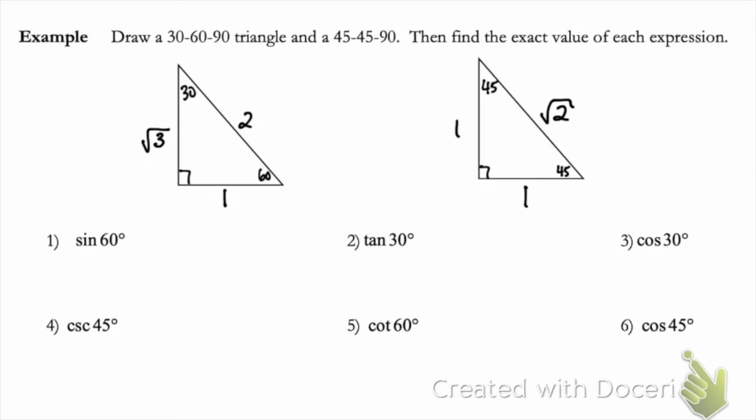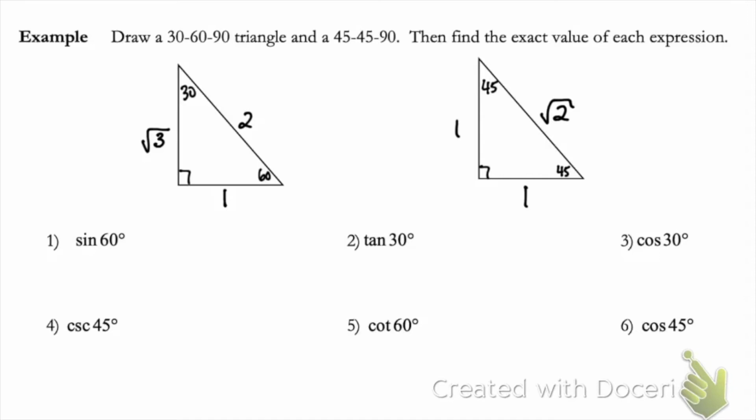Now you need to label each side. Now I want you to notice that our reference angles that we use in these 6 examples changes. So we've got 60, 30, 30, 45, 60. So depending on which reference angle we have, that will determine what our opposite and adjacent values are.